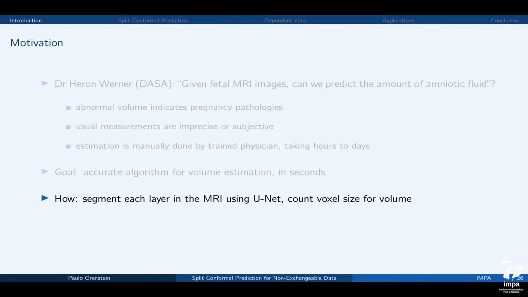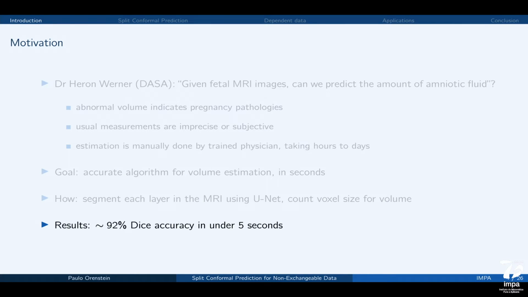And after all this work is done, we get something like a 5-second time to get an estimate. This is really fast, right? Before you leave the MRI machine, we already have a number ready for you. And with really good accuracy: it's 92% dice accuracy. Rather than going into detail of what I mean by 92% dice accuracy, I want to show it to you. So here's a second video.